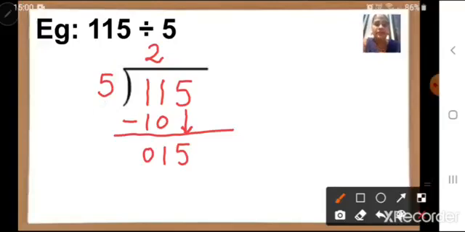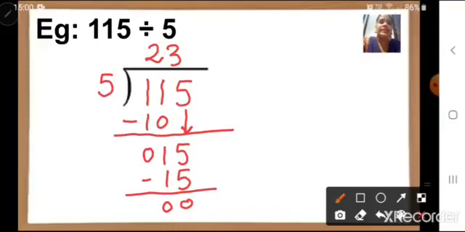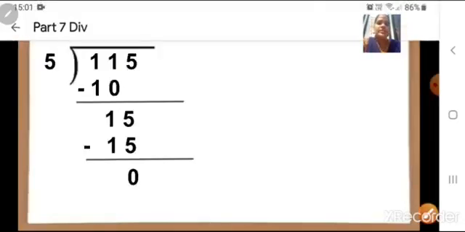So in 5's table, 15 will go? Yes, it will go. 5 threes are 15. So I will write here 5 threes are 15. Then we'll put a minus sign and then we'll subtract. 15 minus 15 is equal to 0. This is how we are going to divide a 3-digit number by a 1-digit number. Go step by step. Okay. See children, here I have shown.